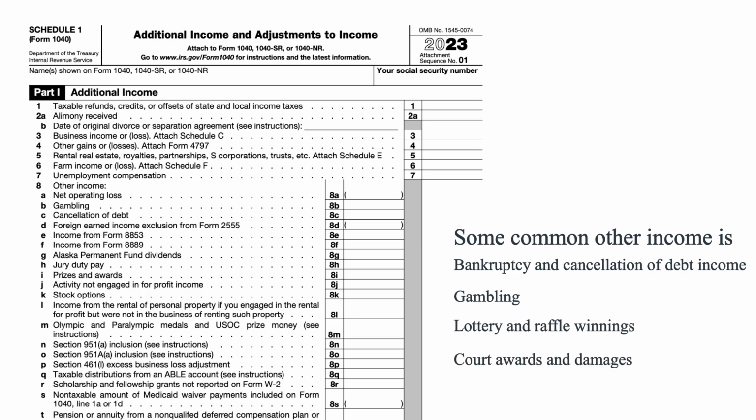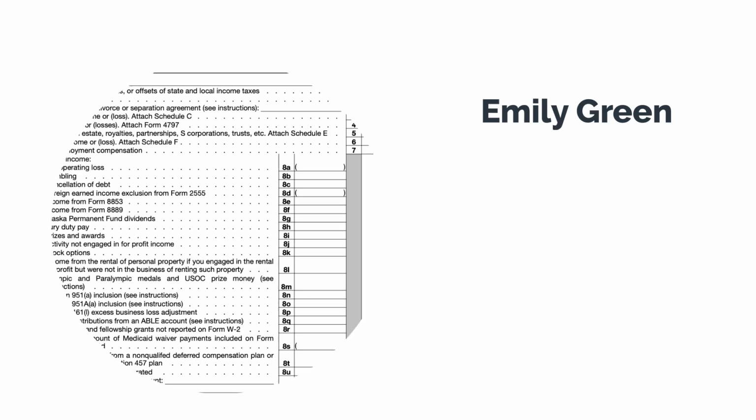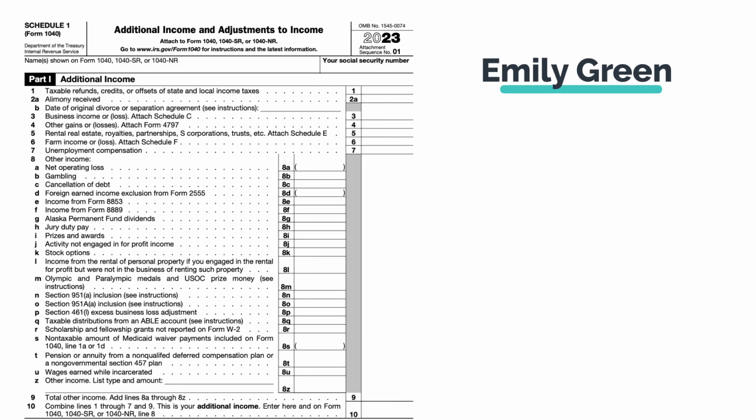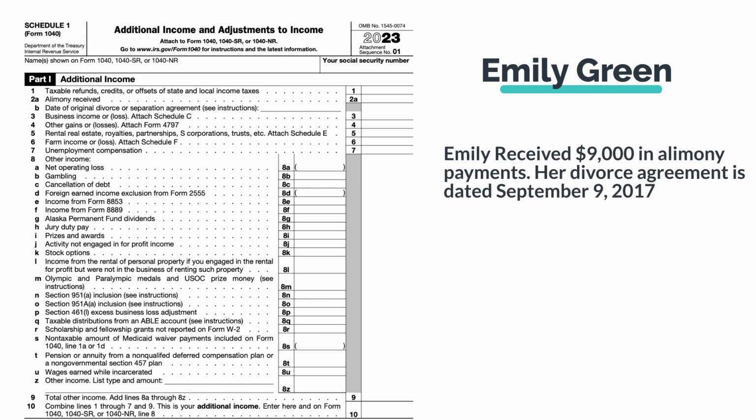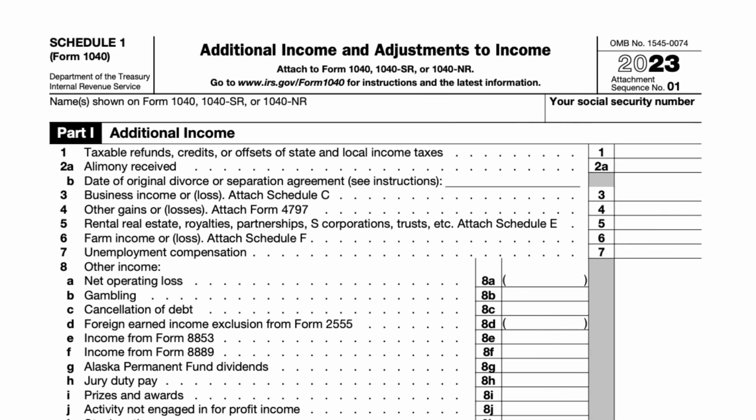Okay, so now since we reviewed, using the information we have, we're going to fill out Schedule 1 for Emily. For the tax year, she received $9,000 in alimony payments, and her divorce agreement is dated September 9, 2017. So her alimony is taxable because her divorce decree was before December 31st, 2018. So $9,000 is entered on line 2.